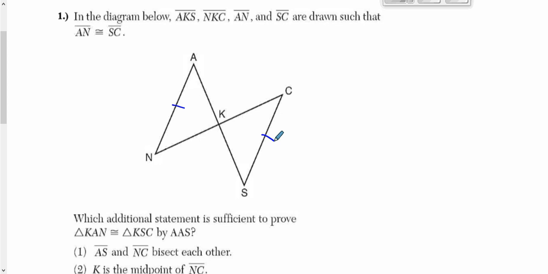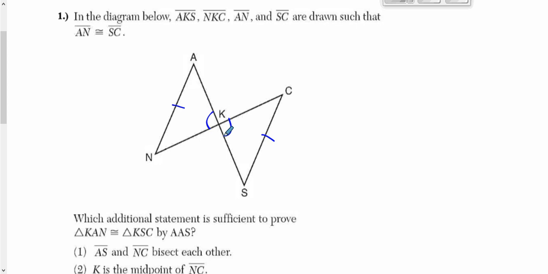Segment NK and segment KC? No. Try angle NKA and angle SKC, because they are vertical angles, right? So no matter what they give us, we know that's going to be part of it. We don't have to use it, but it's always going to be there. Okay.